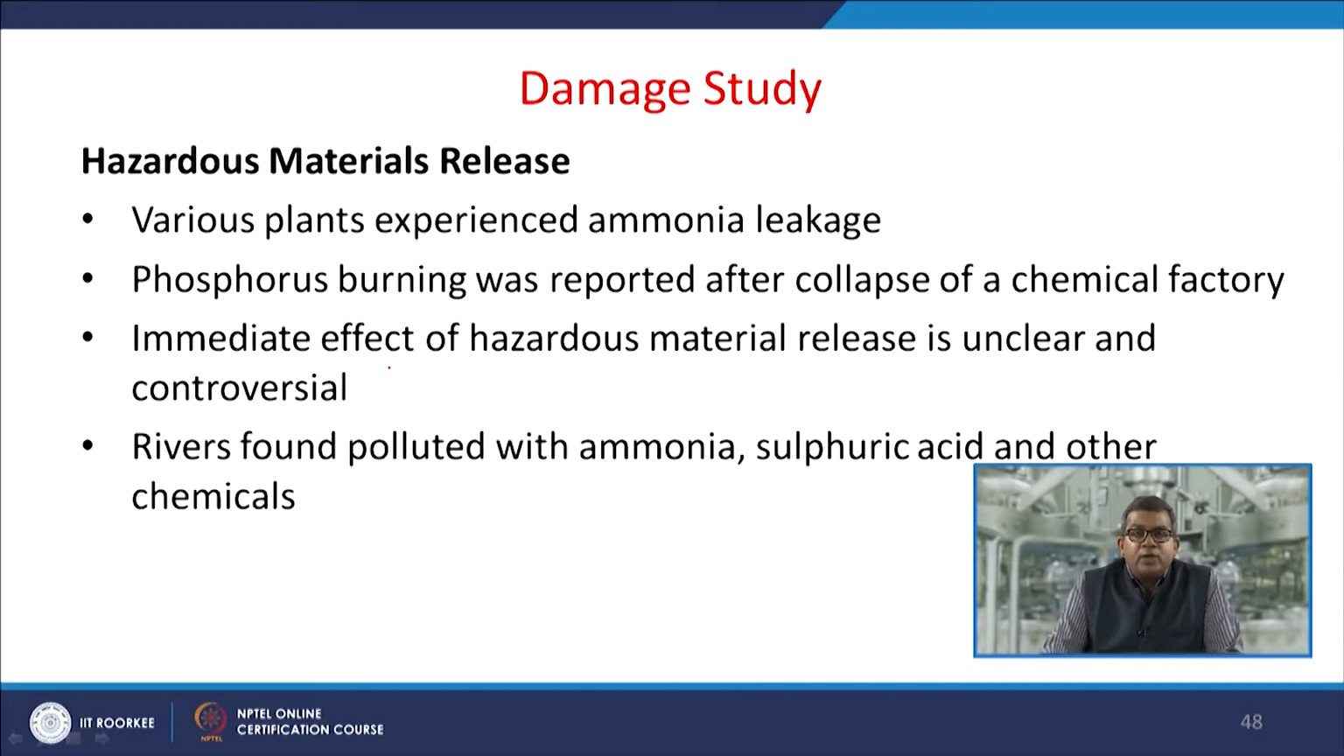Now, let us study the hazardous material release. Various plants experienced ammonia leakage. Again, it was extremely dangerous. Phosphorus burning was also reported after the collapse of a chemical factory. The immediate effect of hazardous material release is unclear and controversial, because this type of clear data may not be available, as it is very difficult when a large number of fatalities are at stake. So, it is very unpredictable to find the actual reason for those releases. The river was found polluted with ammonia, sulfuric acid, and other chemicals.